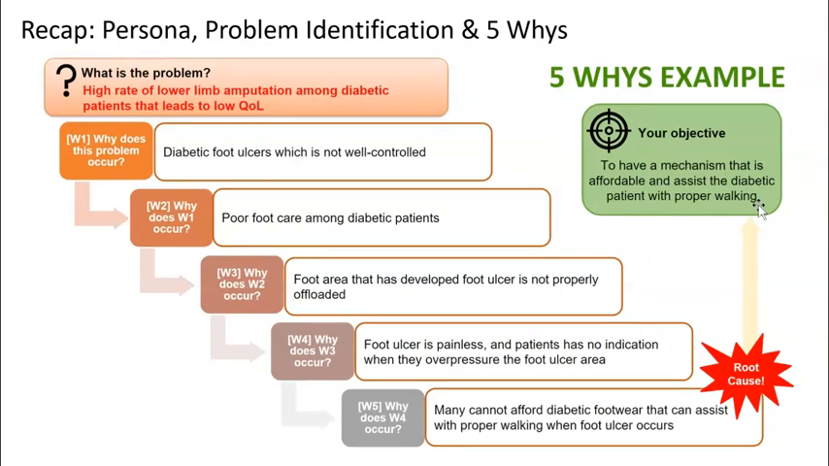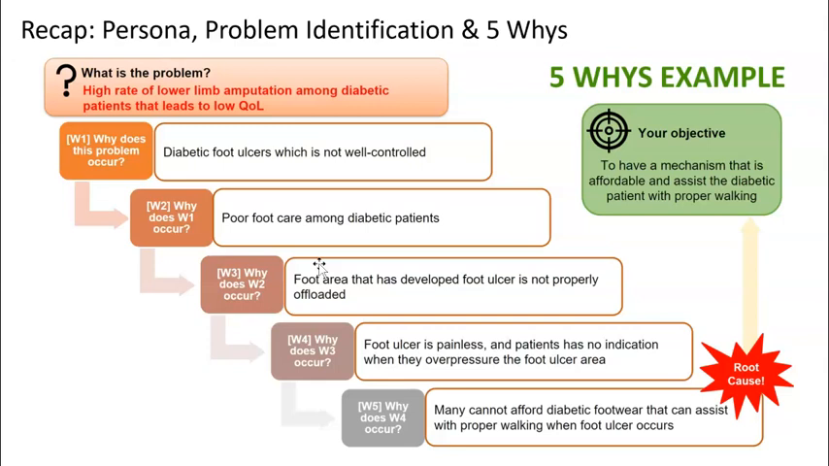Next, let us look at another example in the healthcare industry. So you have identified the problem is high rate of lower limb amputation among diabetic patients that leads to low quality of life. So you ask yourself, why does this problem occur? Because diabetic foot ulcers, which is not well controlled. Ask yourself again, why does W1 occur? Because poor foot care among diabetic patients.